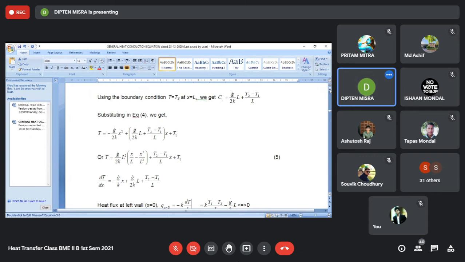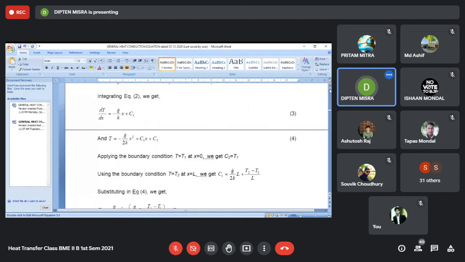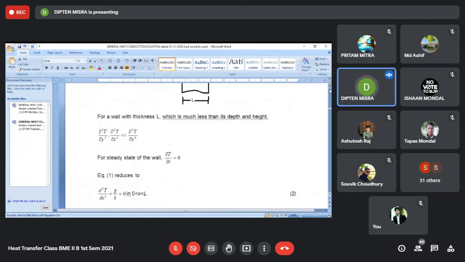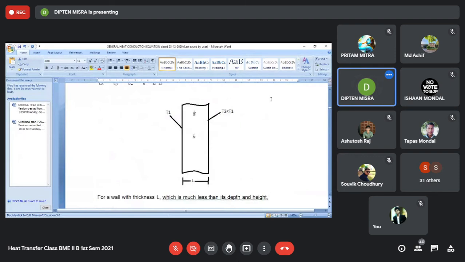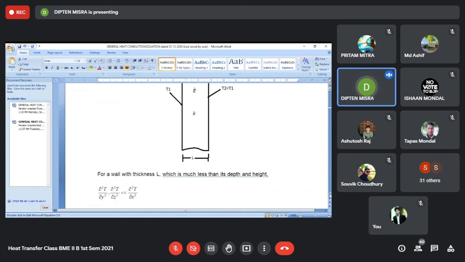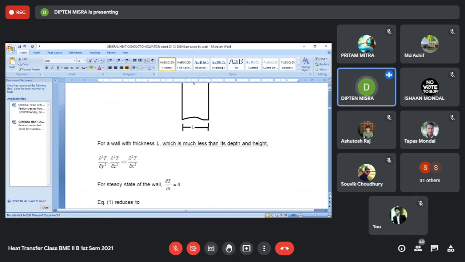So if we want to know for an identical problem, except the fact that there is no internal heat generation, same problem, but G dot equal to 0, and the wall is subjected to a differential of temperature T1 and T2, and thickness is known, conductivity of the wall is known, then how to find out the temperature distribution and how to find out the heat loss across the wall.